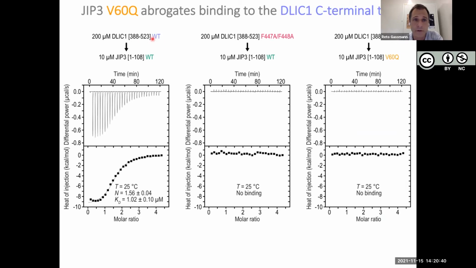And so we used the C-terminal tail of dynein light intermediate chain and the RH1 domain of JIP3. You can see that the wild-type proteins bind each other with a dissociation constant of about 1 micromolar. This is similar to what has been observed for the interaction between dynein light intermediate chain and other dynein adapters. If we then mutate residues in the light intermediate chain helix 1, we lose this interaction. And if we mutate the RH1 domain, if we make this valine V60Q mutation, we also lose the interaction.